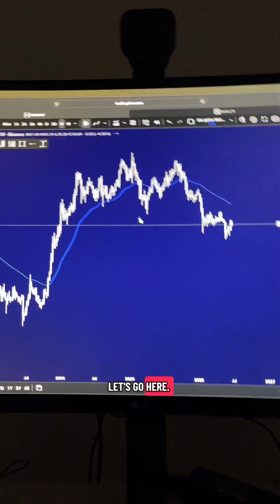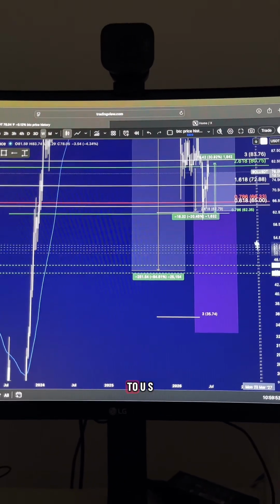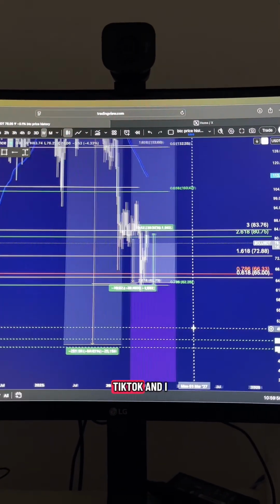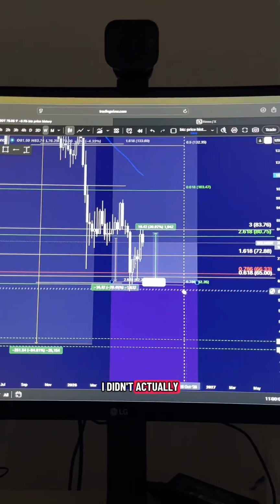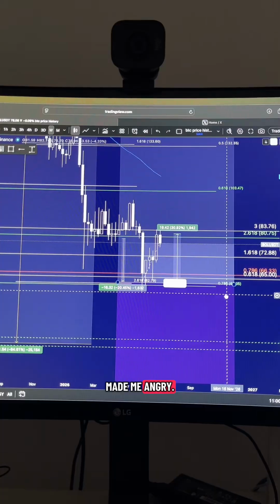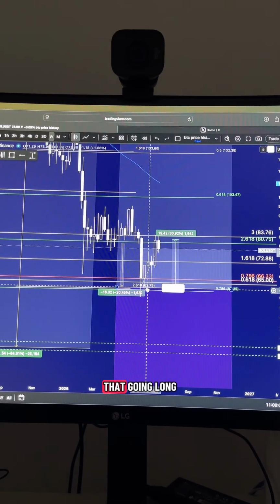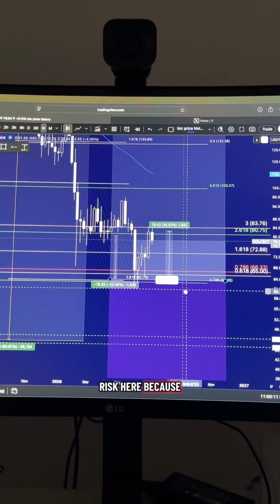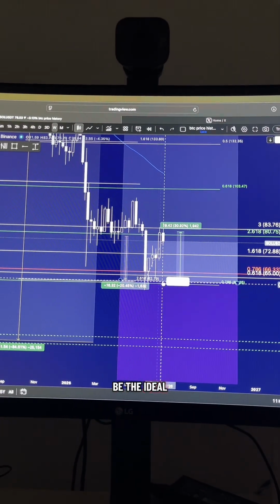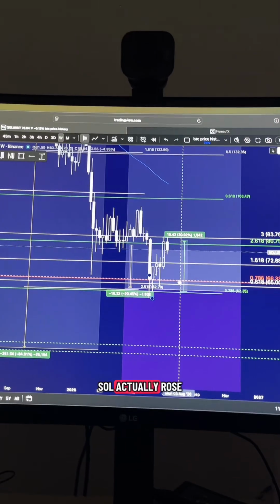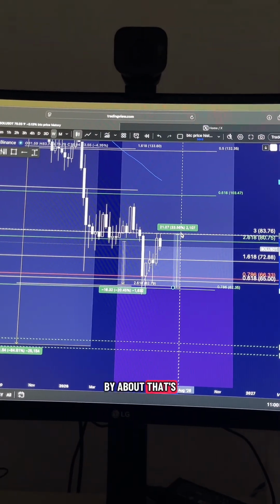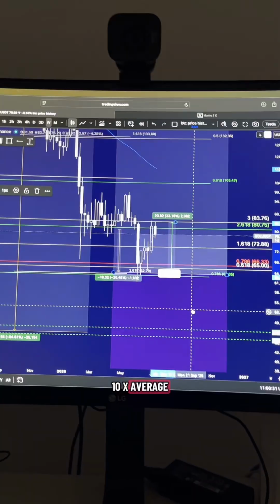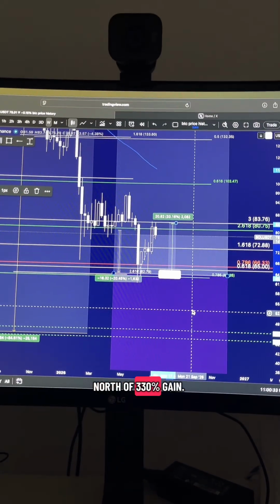So when we go to the Sol USDT pair, here is what we find. On the Sol to USDT pair, first of all, I did show this some time ago on TikTok, and I actually didn't take this trade, which is what made me angry. I did showcase that going long should be here. You'll be taking the risk, because it could go lower, but this will be the ideal zone to go in on a long. And from that zone, Sol actually rose by about 33%. So if I did take this trade on a 10x leverage, then we're talking north of 330% gain.